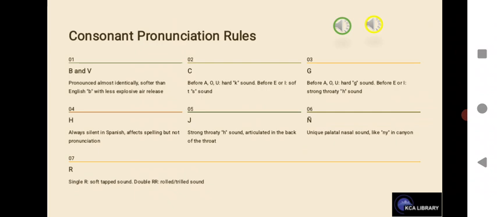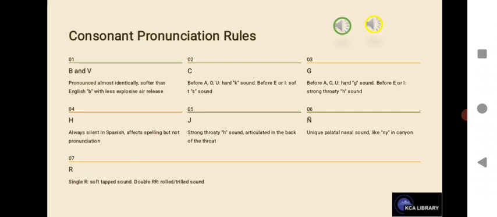Before A, O, and U, it is pronounced as a hard G: gato, goma, gusto. Before E and I, it has a soft, throaty H sound: gente, giro. H. The letter H is silent in Spanish: hola, habla. J. J is pronounced as a strong, breathy H sound: jamón, hoja.